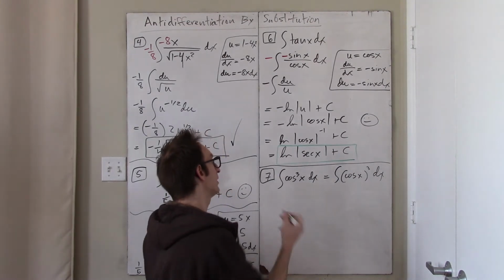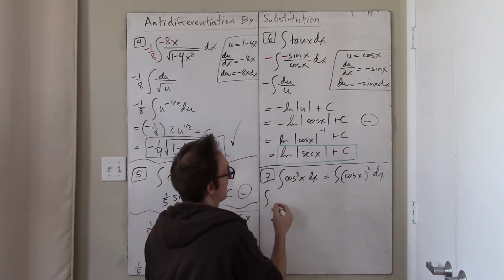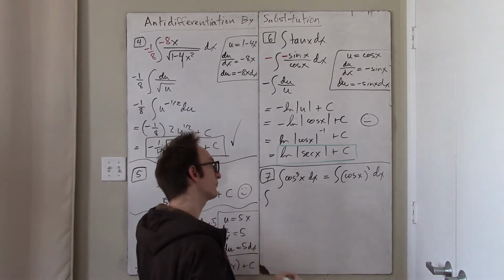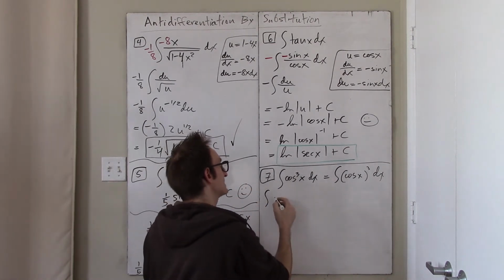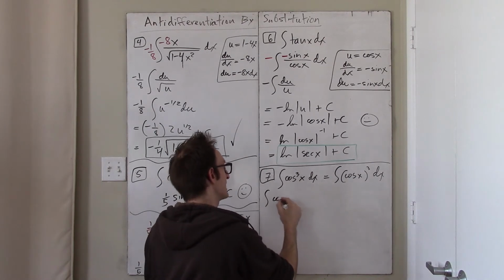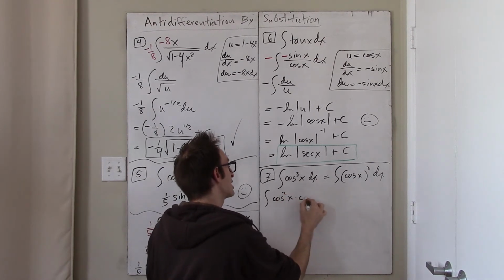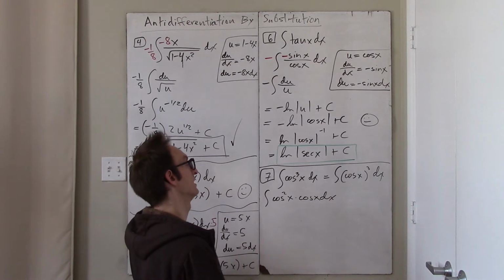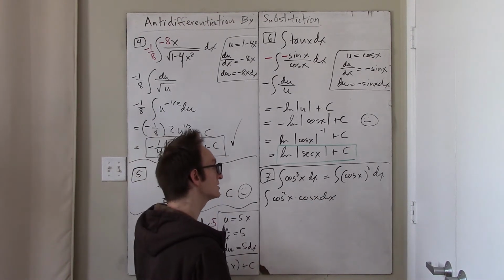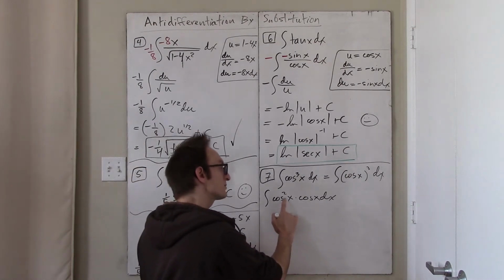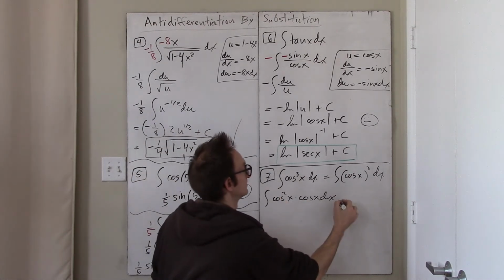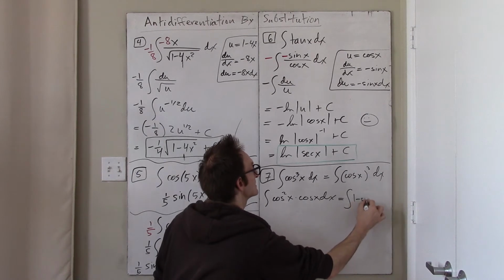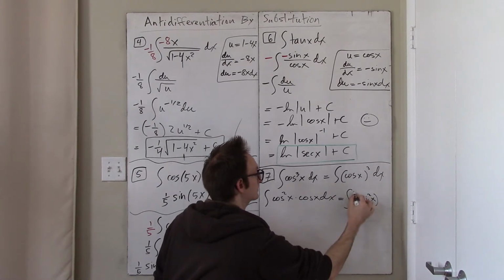What can we do? Well, one thing we can do, not sure if some of you would have thought of this yourself or not, but you can think of cosine cubed as cosine squared times cosine. Why would I want to do such a thing? I want to do such a thing because cosine squared is 1 minus sine squared. So now I get 1 minus sine squared cosine.